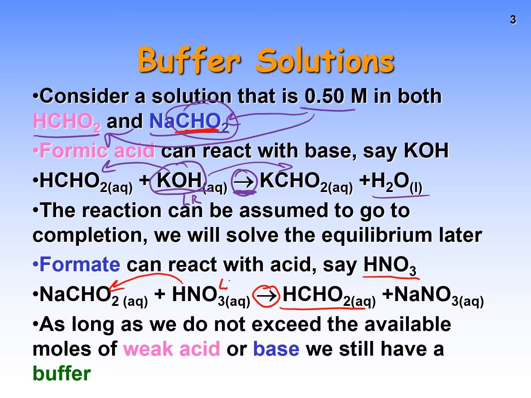As long as our strong acid here is the limiting reactant, we'll still have sodium formate present at the end of the reaction, and we'll have some formic acid present still. We'll still have a buffer. If this isn't the limiting reactant, we'll have destroyed the buffer. And the same thing for our KOH.